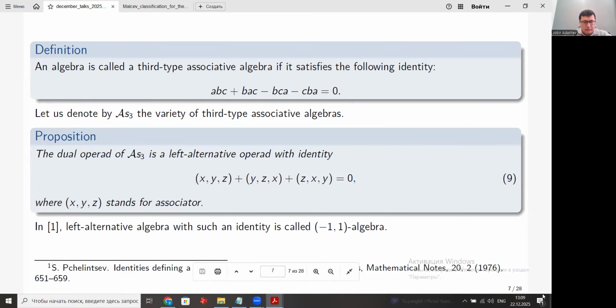In this paper by Chelyntsev in 1976, he considered alternative algebras with such an identity. He called them minus-one algebras.